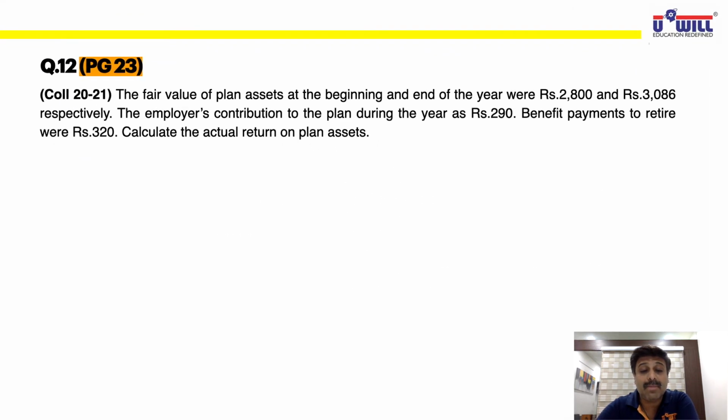Look at page number 23, question number 12. Be attentive, understand it properly. I will explain question number 12, then question 13, 14, 15, 3 questions all of you are going to try on your own. Obviously, its solution I'll provide you right now itself. They are very simple and scoring questions in exams. Look at it. The fair value of plan assets at the beginning and end of the year were 2,800 and 3,086 respectively.